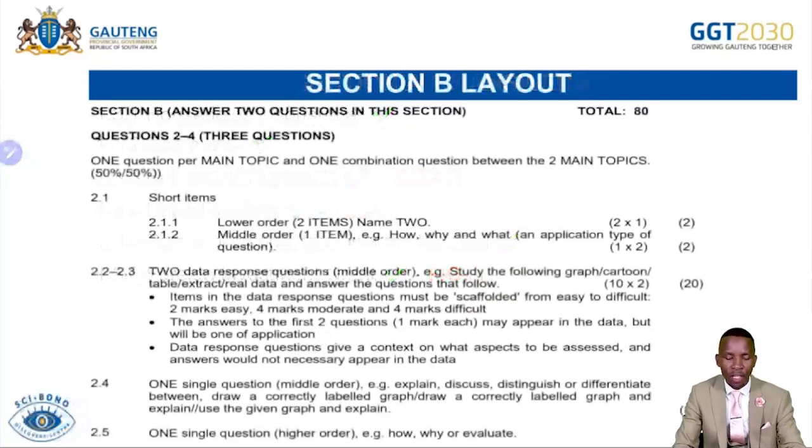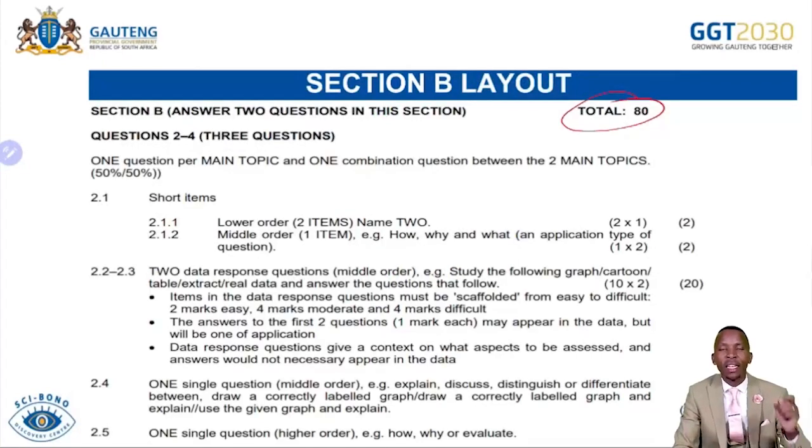You move further to the next section. Section B, answer 2 questions in this section. Total is 80 marks. So there is a very important strategy that you need to make use of here. Do not just follow the question and answer. It will be displayed to you. 1 question per main topic and 1 combination question between 2 main topics, 50-50.